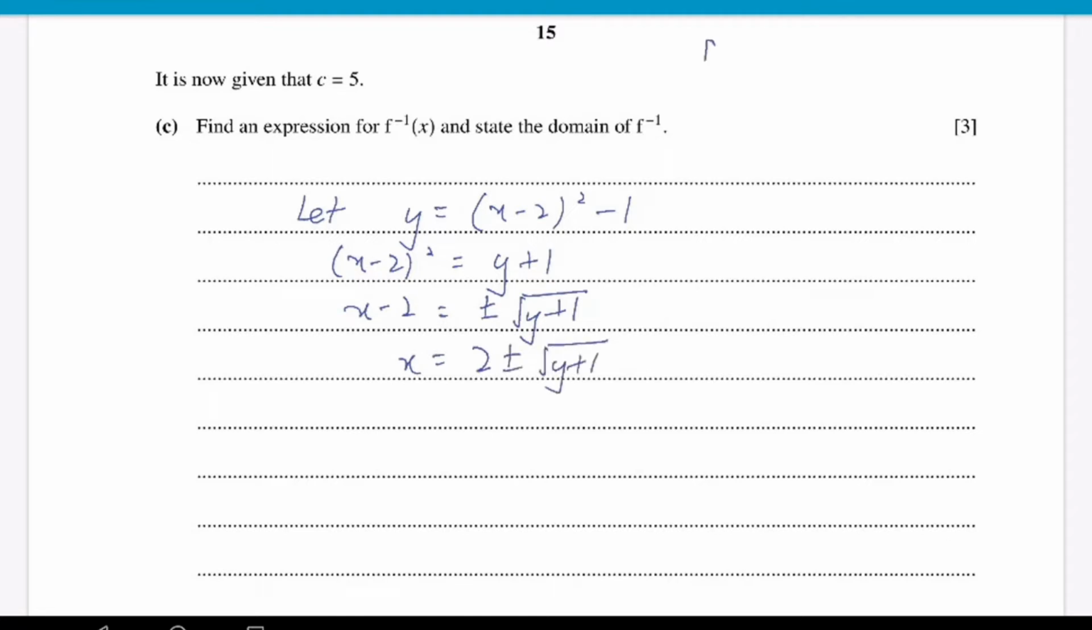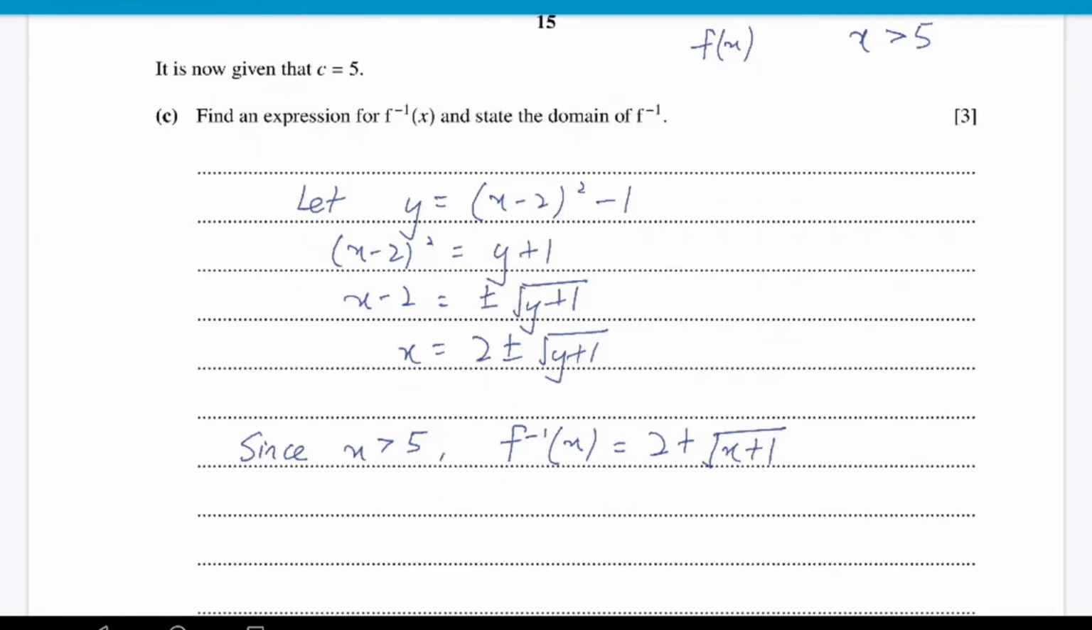So here we already know that for f(x), the domain is that x is greater than, not equal to, greater than 5 here. In order for us to get the value which is greater than 5 from here, we need to make sure that the square root is taking the plus. So since x is greater than 5, then our f inverse that we need to take here is when we have 2 plus, and then we've got the square root of x plus 1 for this function here.